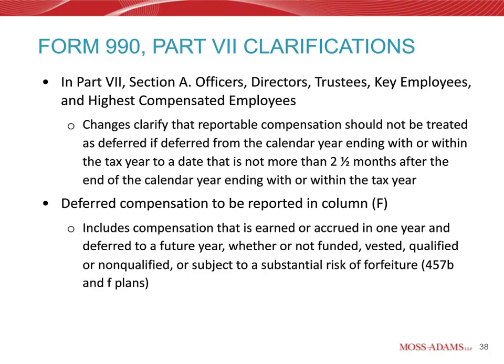The one other item, which has been a hot topic with them too, is deferred compensation in general. To be reported in column F, it does include compensation that is earned or accrued in one year and deferred for future years, whether or not funded, vested, qualified, or non-qualified. In particular, this addresses 457(b) and (f) plans. So just make sure that you're asking about and reporting deferred compensation arrangements when you have a 457(b) or (f) plan.